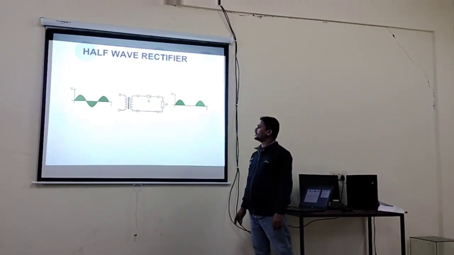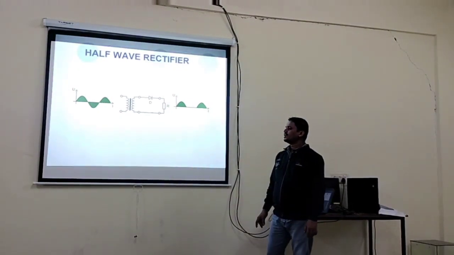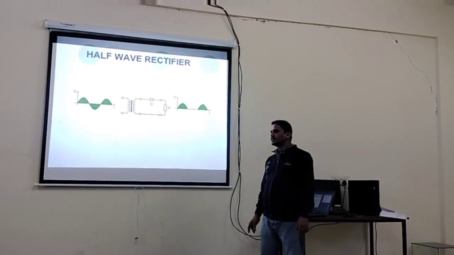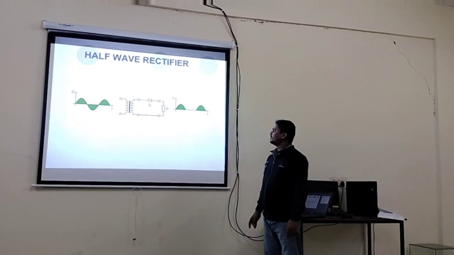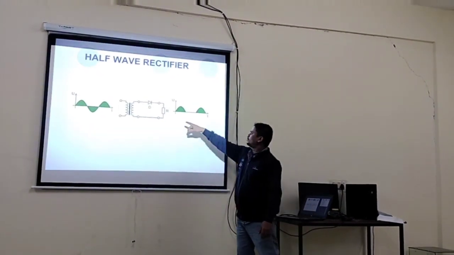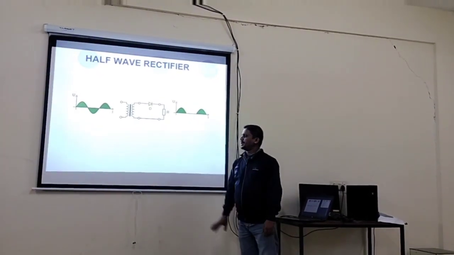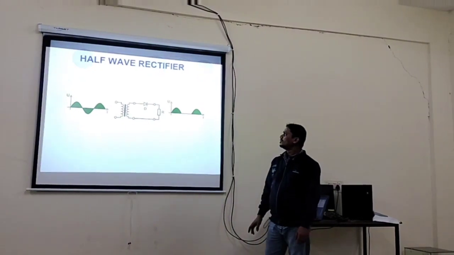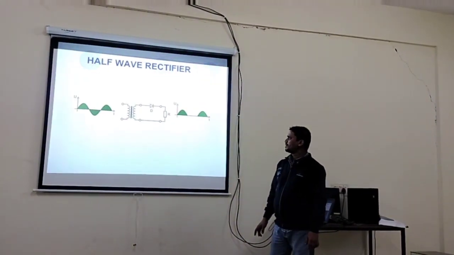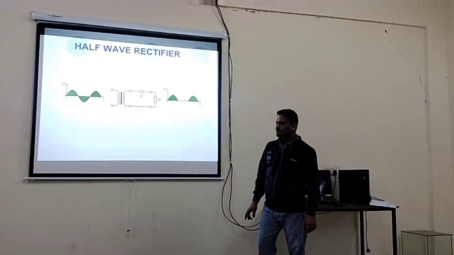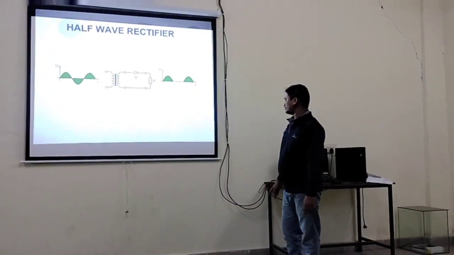The positive half cycle means the half wave, meaning only half the signal is transferred across the load, and that total cycle is from 0 to pi. This is the total working of a half wave rectifier. It means half of the signal is transferred across the output.